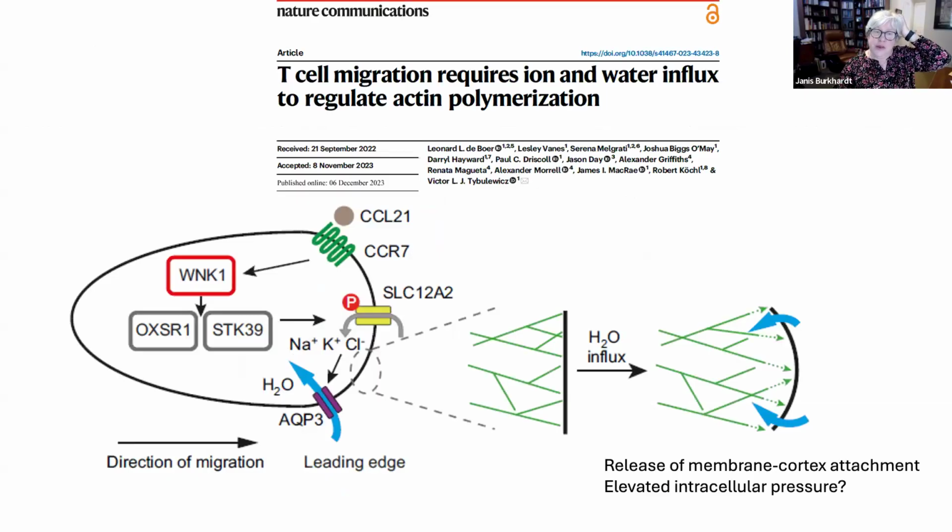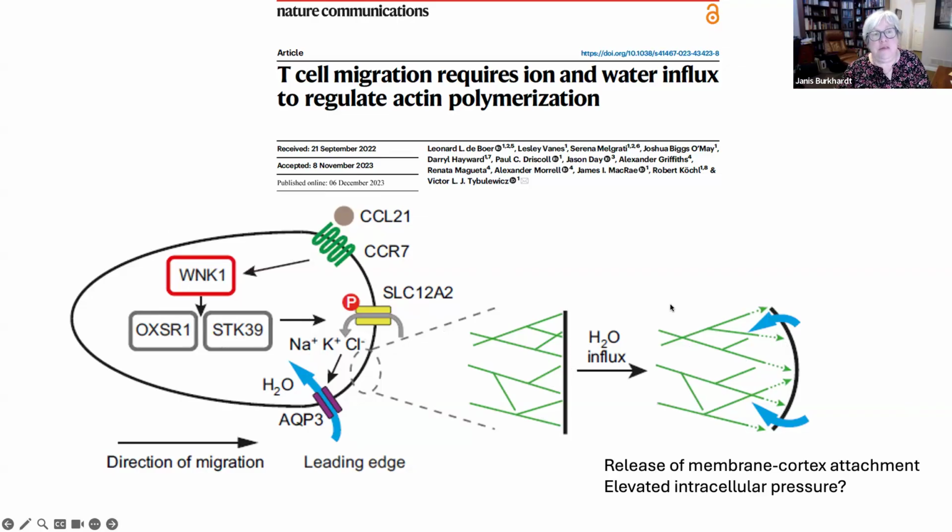As soon as we thought about that, it made us think about some work that Victor Tybulewicz had done. And Victor had shown, looking at T cells stimulated with the CCR7 ligand, CCL21, that this kinase Wnk1 was important. Wnk phosphorylates a couple of other kinases, and these kinases in turn phosphorylate an ion channel that lets ions in and water follows, and this increases the hydrostatic pressure in the cells. And what Victor could show is that that then interferes with membrane cortex attachment and allows the cells to form, in this case, actin-rich protrusions in response to CCR7 signaling.